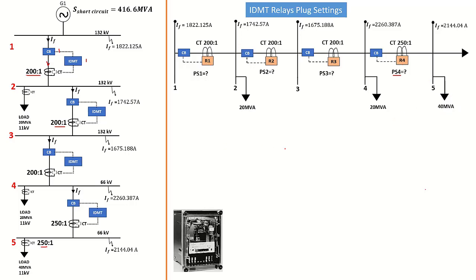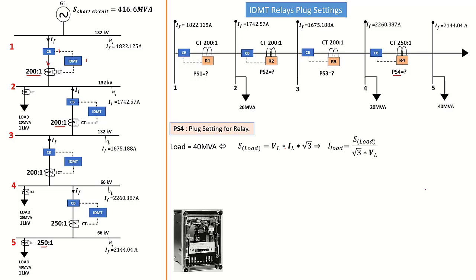So from that we can calculate the load current. The plug setting for relay 4 with a load of 40 MVA: we know that S load is VL times IL times square root of 3 in a 3-phase system, so our load current is given by the following formula. The load current is 40 times 10 to the power 6, that is 40 MVA, over the square root of 3 times 66 kilovolt.